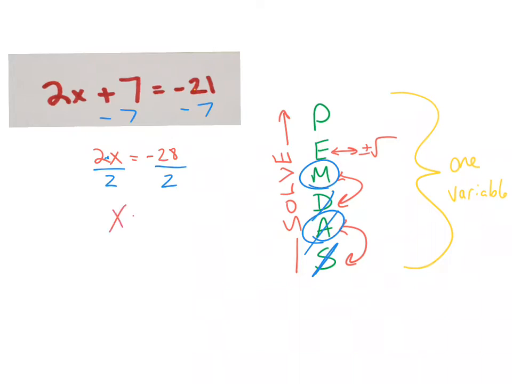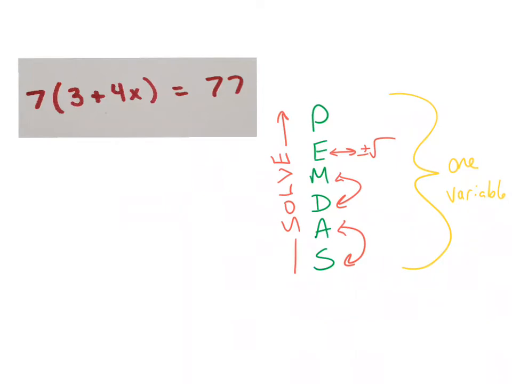So now I'm left with x equals negative 14. I'm done. Once you have x by itself, you're done. If you want to check your work, you say 2 times negative 14 plus 7. Does that equal negative 21? This is a question mark, because I don't know if this is true. This is me checking my work. 2 times negative 14 is negative 28, plus 7 is negative 21. That's what I want, so it's right. I'm done.